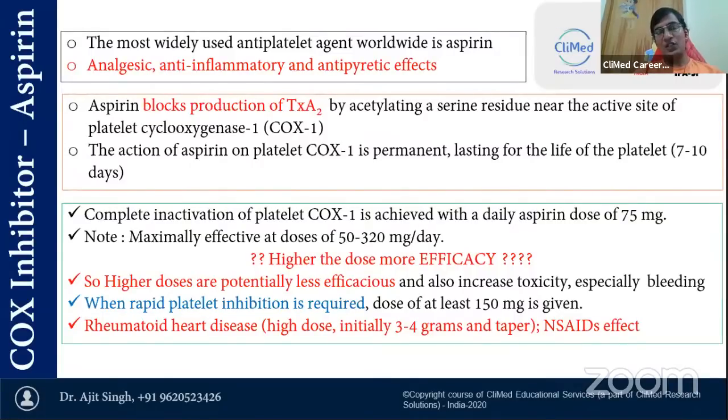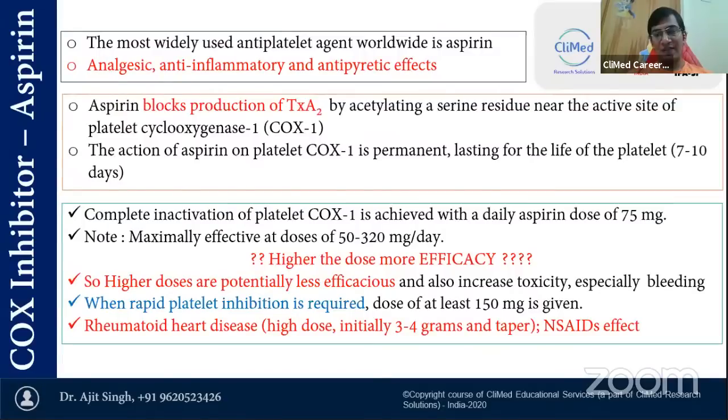If the patient is tolerating well and is having high chances of recurrence of cardiac events, stroke events, or TIA events, then we give 150 mg per day. So if you think the higher the dose, the more the efficacy, not at all with aspirin, because a higher dose can lead to toxicity, especially bleeding, right?